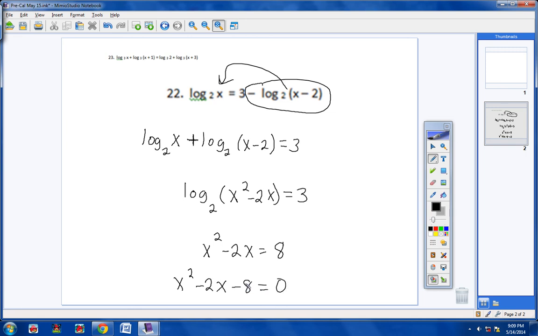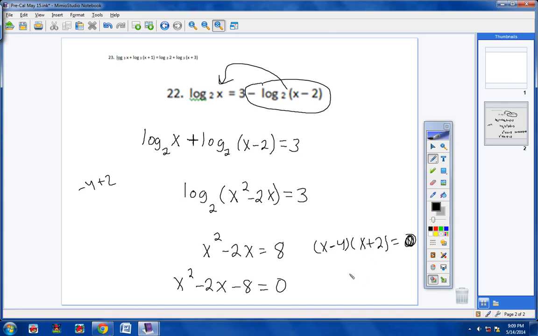And now we can factor this. What 2 numbers multiplied together give me a negative 8 and when added together give me a negative 2? Well, I'm thinking of these 2 numbers right here. If you multiply those, you get negative 8. If you combine those, you get negative 2. So the factorization is going to be x minus 4, and this should be a 0, not a 6, x minus 4, x plus 2.